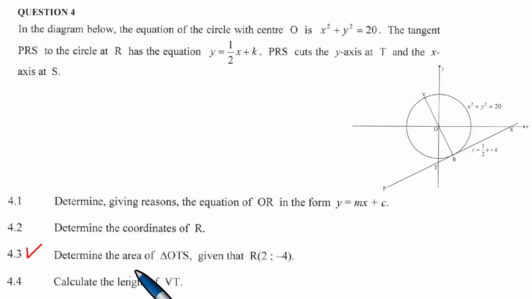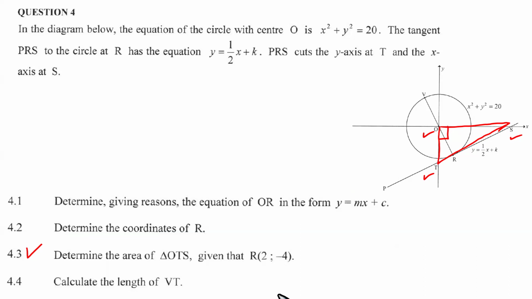The next question is question 4.3. In 4.3, we want to determine the area of triangle OTS. Here is O, here is T, and here is S. OTS. We want to find the size of this triangle here. What is the size of this triangle? That's a very wonderful triangle that looks like a boot, like a soccer boot. Anyhow, we can find the area of that triangle, but that triangle is a very awesome one.